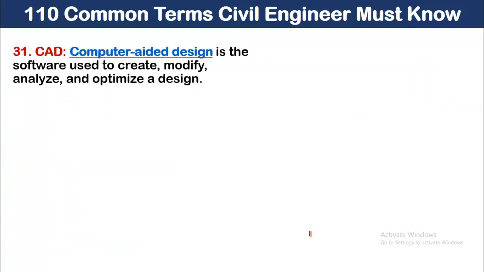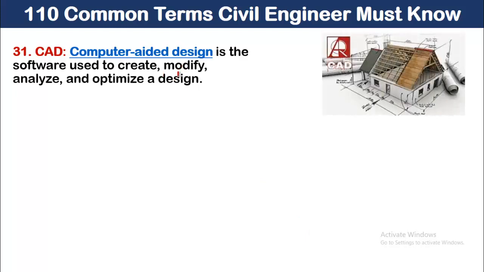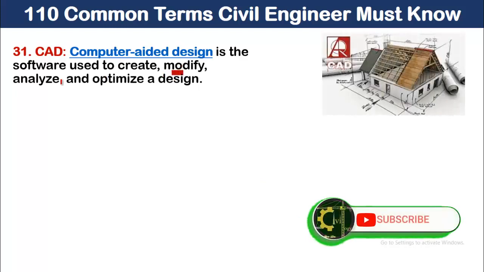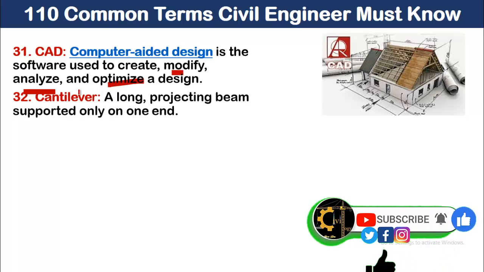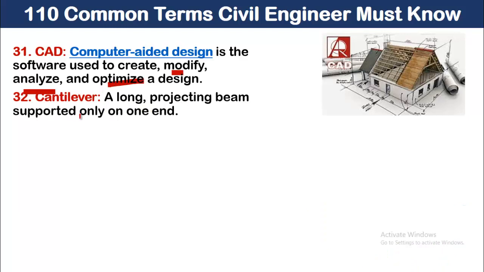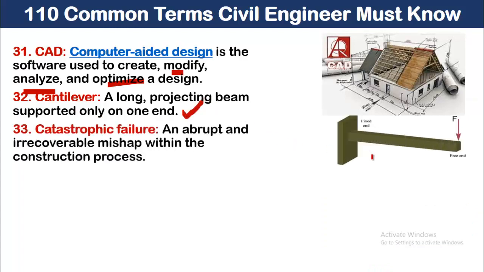Point number 31, CAD. CAD stands for Computer Aided Design, software used to create, modify, analyze and optimize a design, like AutoCAD. Point number 32, cantilever, a long projecting beam supported only on one end is called a cantilever beam. As you can see over here in this picture, one end is fixed and the other end is free. Such a type of structure is called a cantilever beam.